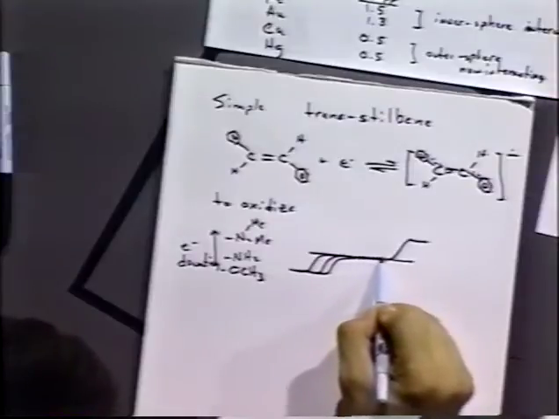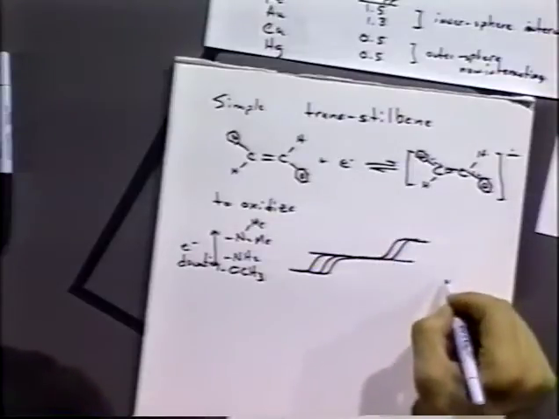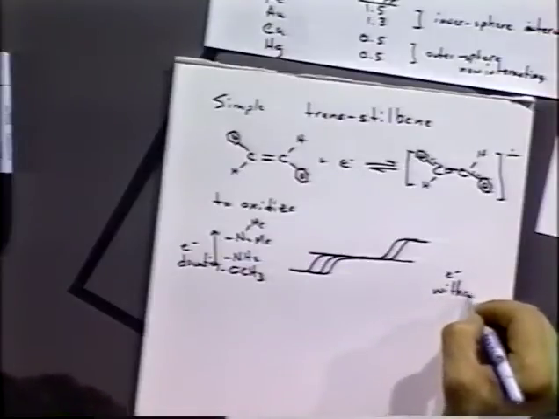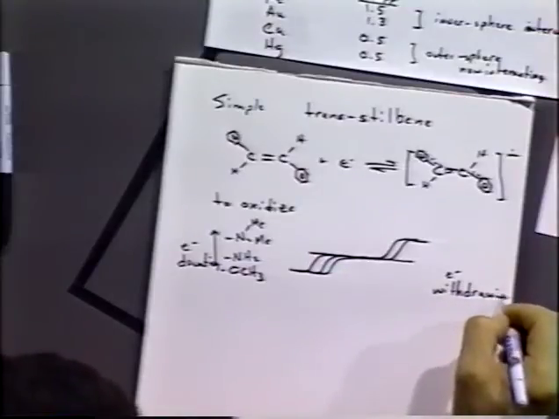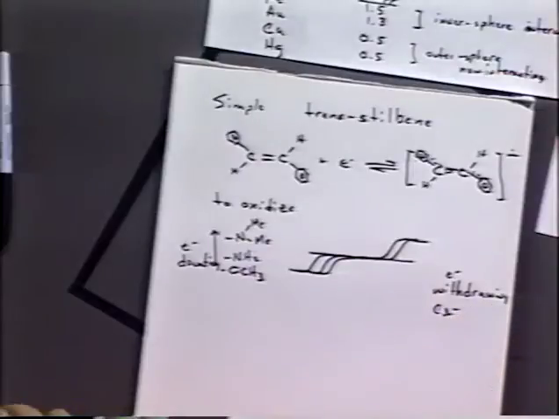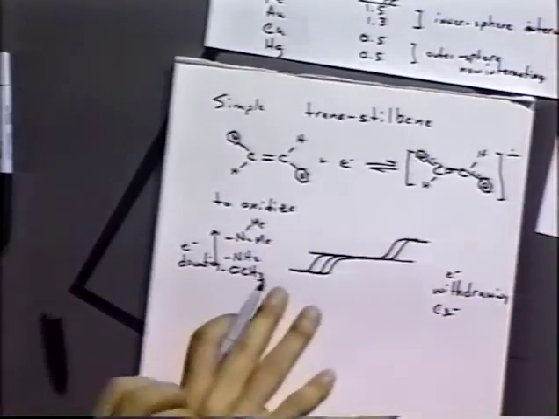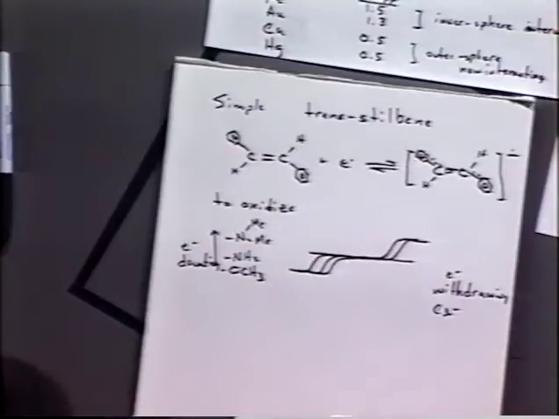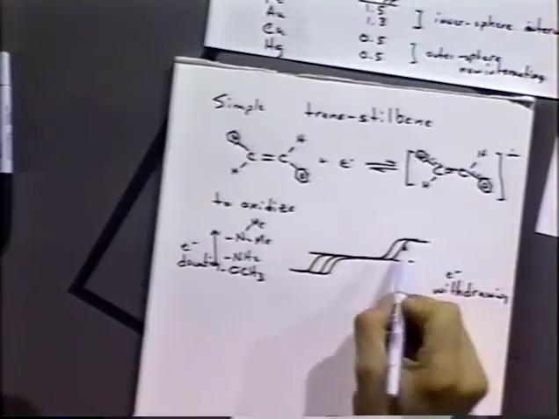On the other hand, we can reduce it, and for example, if we do something that's electron withdrawing, such as chloride ions, we see it is easier to reduce.